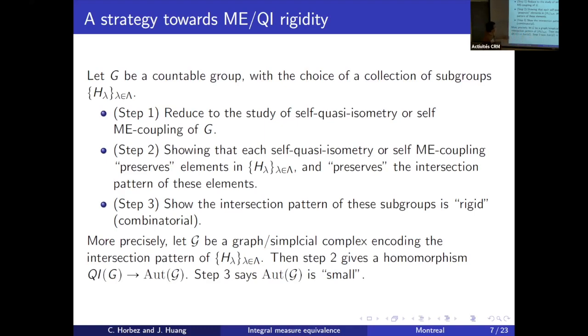In the case of the mapping class group, in both the QI and ME cases, this subgroup is going to be chosen to be the stabilizer of a curve for the mapping class group acting on the curve complex. Okay, and then from step 2 we actually had homeomorphisms, because every element in the QI is going to induce an automorphism of this symmetrical complex. And step 3 is supposed to prove that the automorphism group of this complex or graph is somehow small. So that's one particular strategy, and that's how the mapping class group results on both the QI and ME sides are proved.